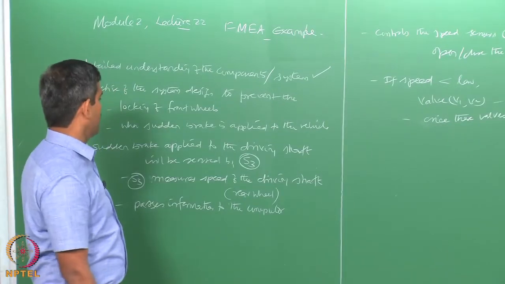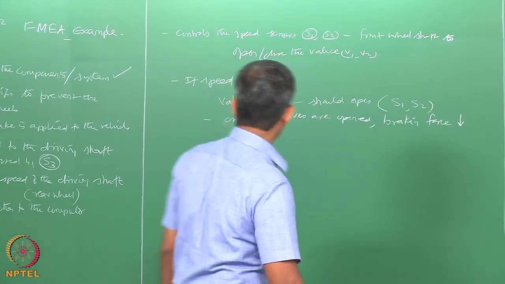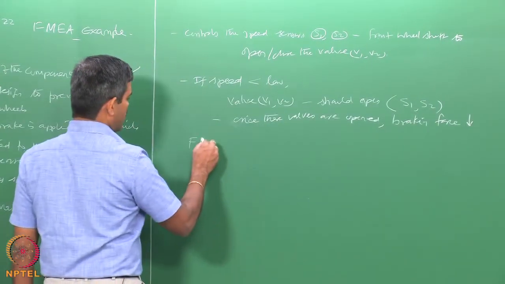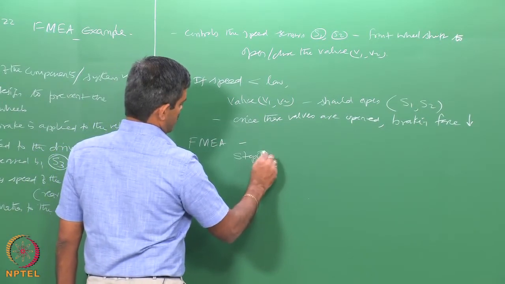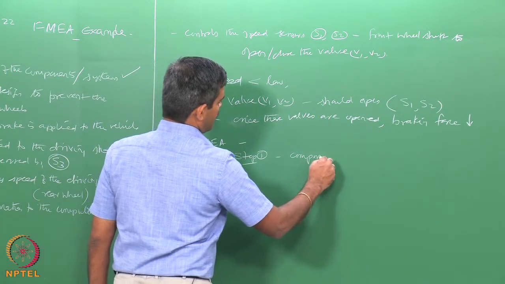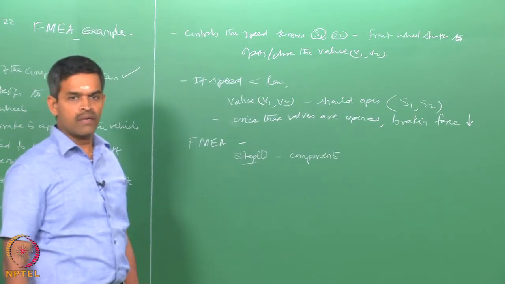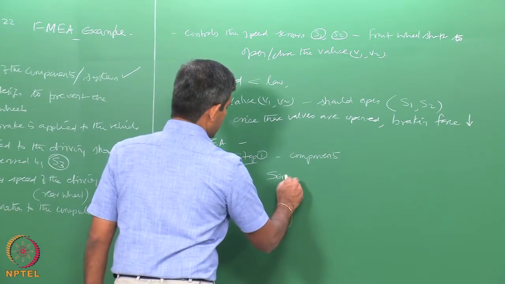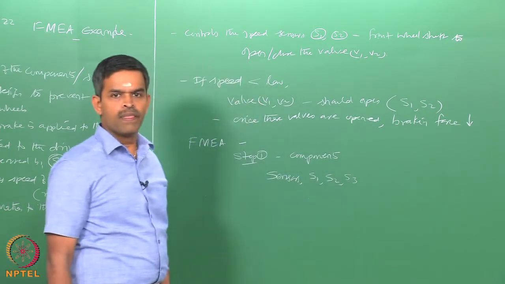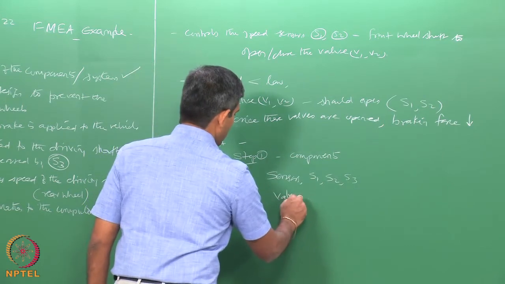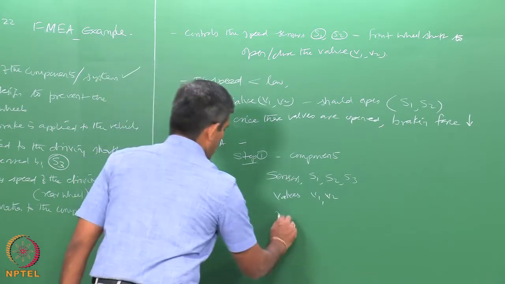Having said this, our job is to find out the components now. FMEA is a component level analysis. So, FMEA needs to identify in step number 1 the first set of components which need to be analyzed and their interrelationship, which is qualitative. The components here are sensors S1, S2, S3, valves V1, V2 and of course, the microcomputer.